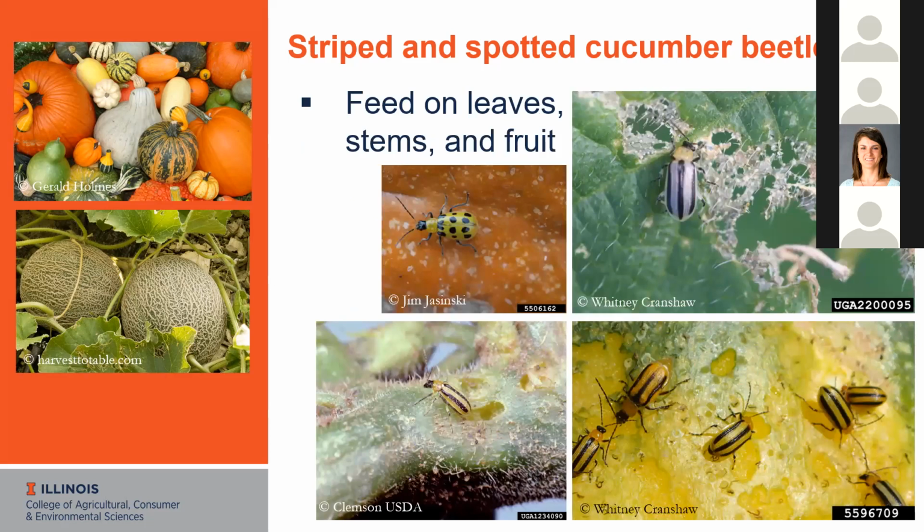And I've included a series of pictures of some of the direct damage you'd expect maybe to see from striped and spotted cucumber beetles. And these guys will feed on the leaves, the stems, the fruit, basically the whole plant. And you can see that they can cause this damage here in some of these pictures on actual fruit, which could potentially make it a cull and not marketable.